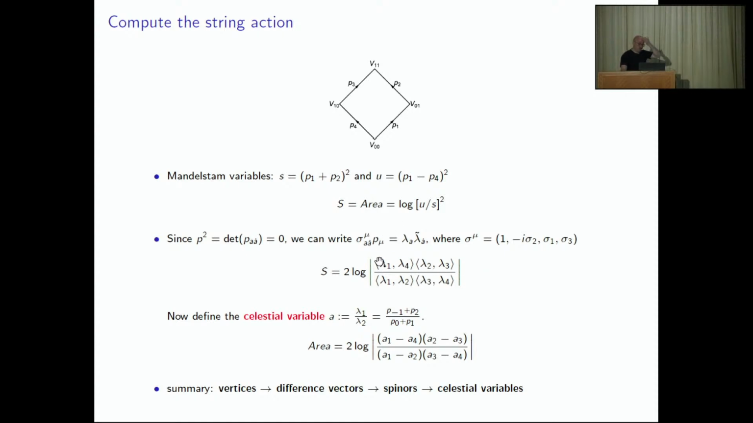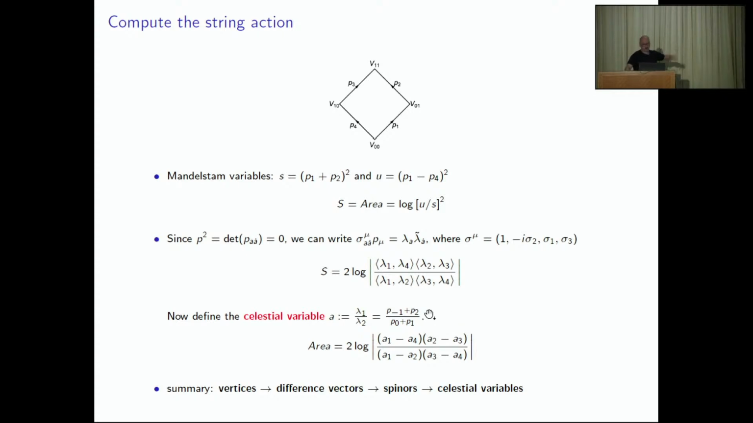Now you see that lambda 1 appears upstairs and also downstairs, and same for the others. So you can multiply the spinors by a number, and that drops out. So in fact, only the angle, or the ratio of the two spinor components, will matter. Let's call them celestial variables. So you have the two component spinor, and I just take the ratio of the two components, and I'm going to call these A numbers, celestial variables. In terms of the original difference vector, it's a formula like this.